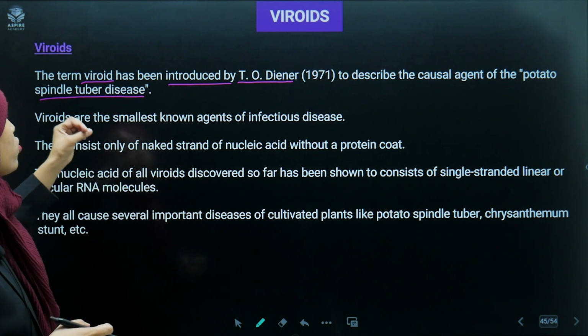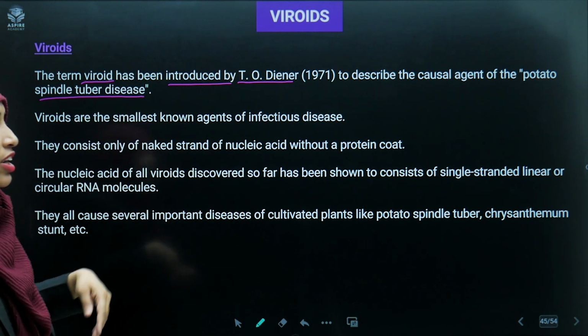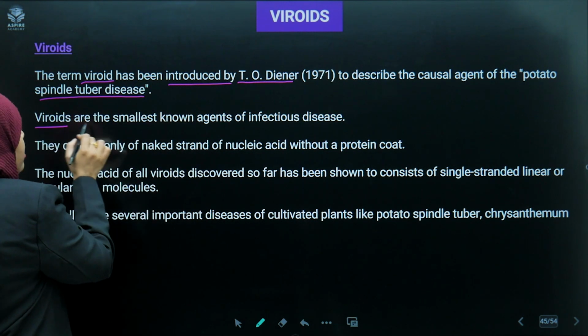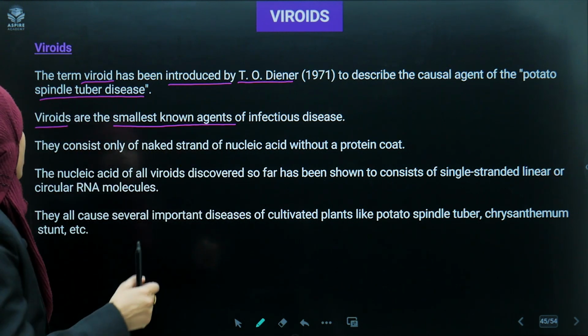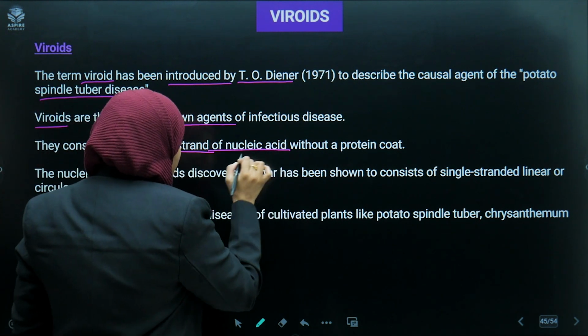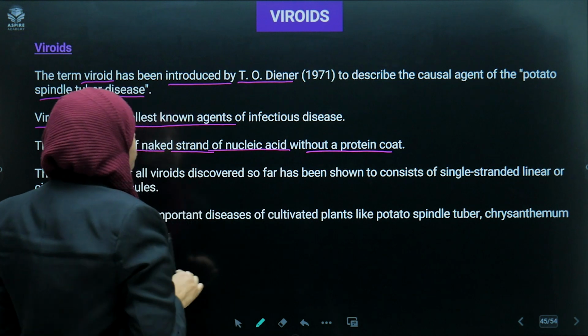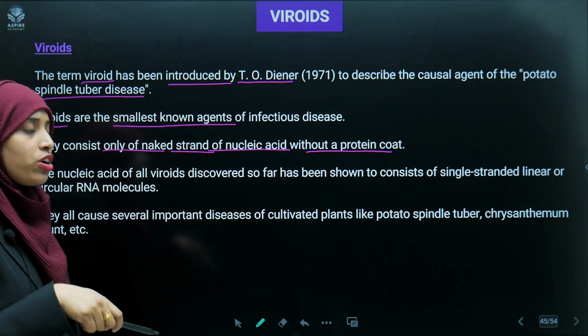Okay, this tuber disease was caused by viroids, and the scientist discovered it in 1971. So viroids are the smallest known infectious agents. They are very small and consist only of a naked strand of nucleic acid without any protein coat. So the nucleic acid is present, but there is no protein coat over it.